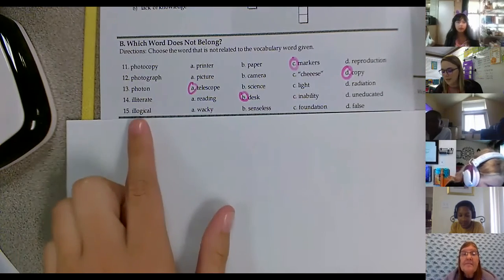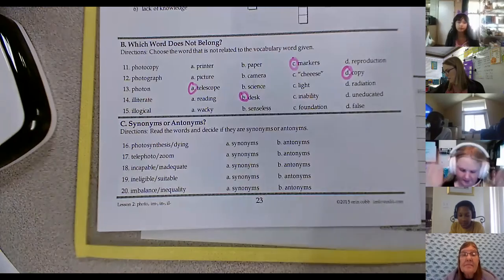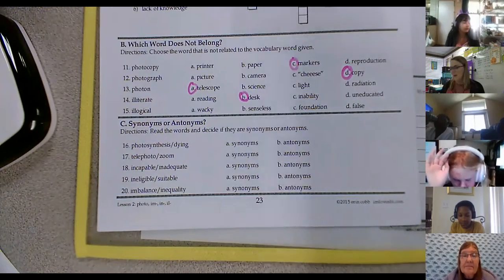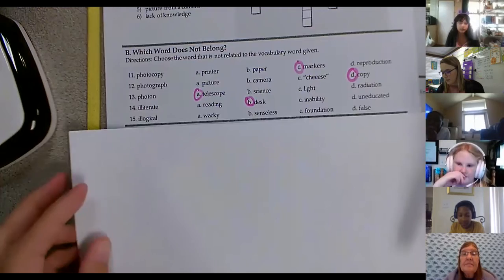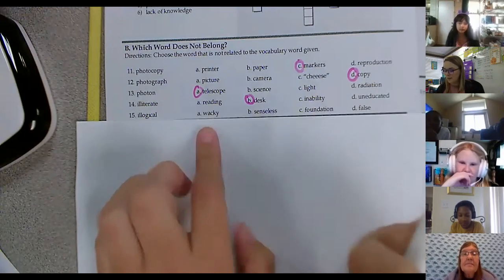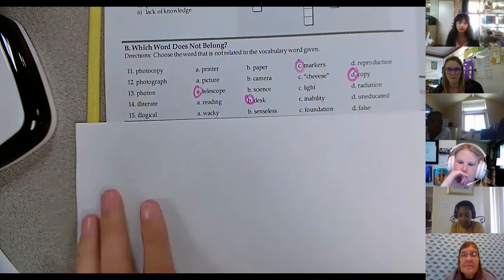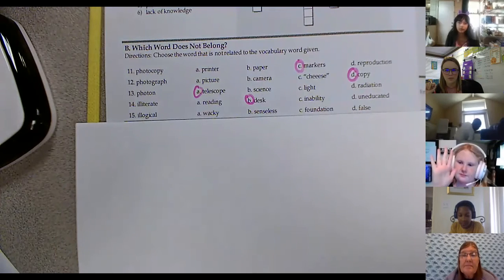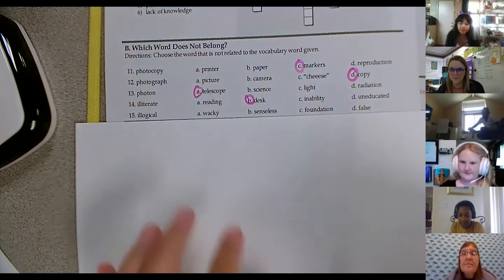And our last one, illogical. Remember, illogical means, let me look back at my word list. Illogical means like not thinking about something in a reasonable way. So our words are wacky, senseless, foundation, and false. Which of those four words means something similar to illogical? What do you think, McKenna?